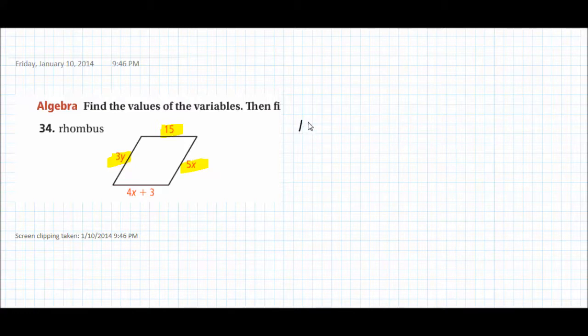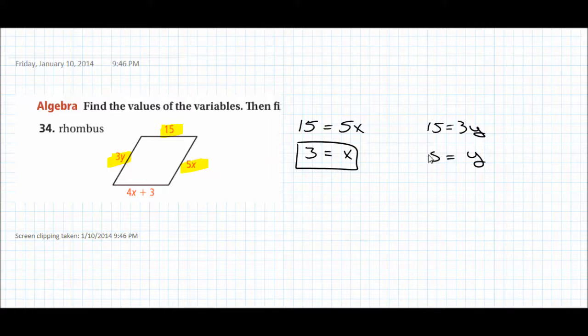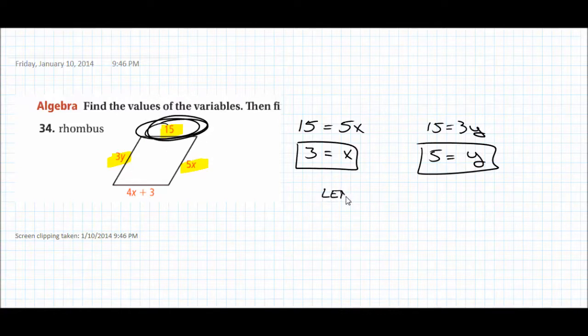So let's just set the sides equal to each other. So 15 equals 5x. So let's solve for x. Divide each side by 5. So x is equal to 3. Okay. The other one is 15 is equal to 3y. Divide each side by 3. So y is equal to 5. And we already have the length of the side. It's already given to us right here. So the length of all four sides is 15.